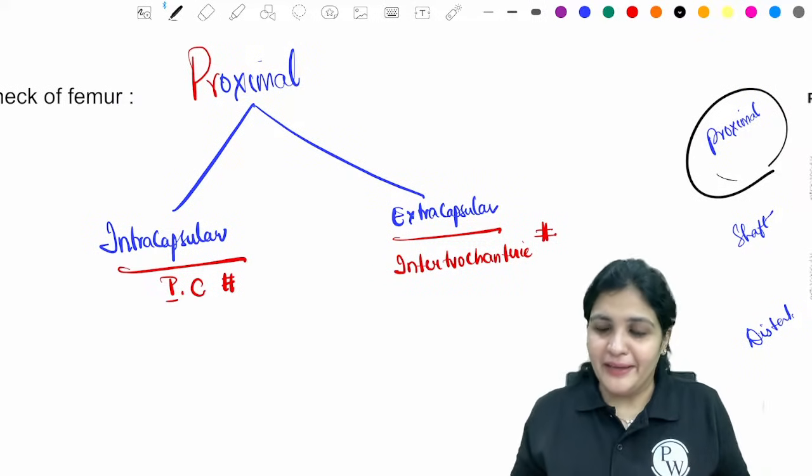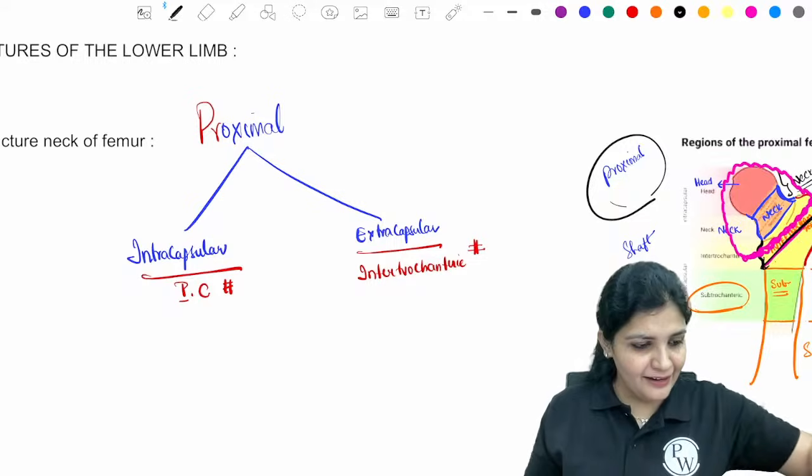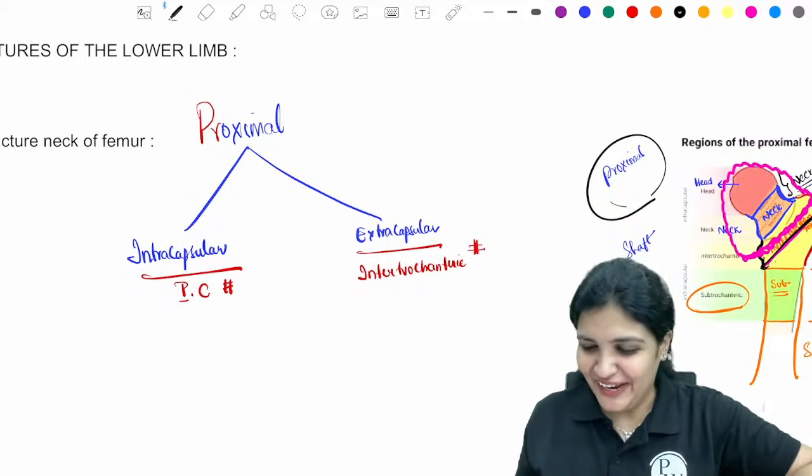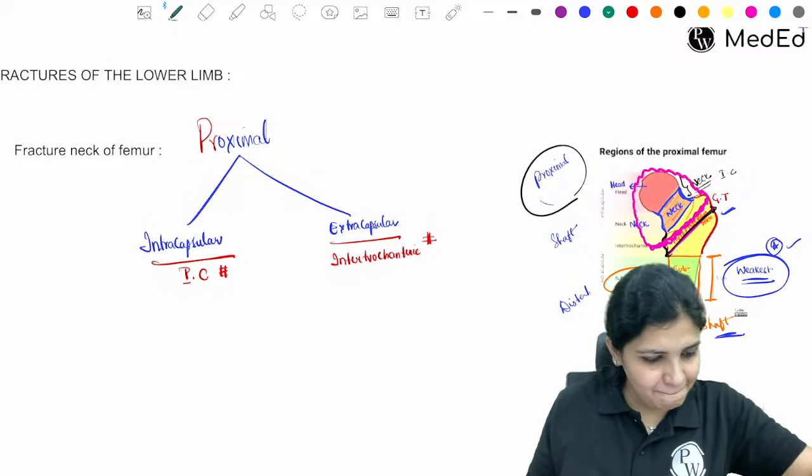Okay, now not to deviate again. So this is an intracapsular and extracapsular, that is an IC and IT fracture. Okay. So now what is the difference? Basic difference.